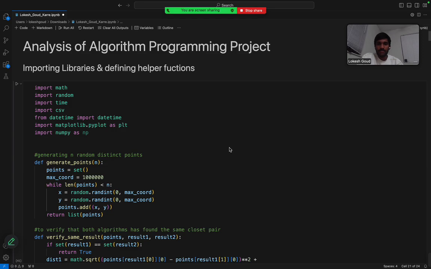In this project, I compare two algorithms that solve the closest pair of points problem: the brute force algorithm and the divide and conquer algorithm. The goal is to empirically measure the running times and compare the results to their theoretical complexities.